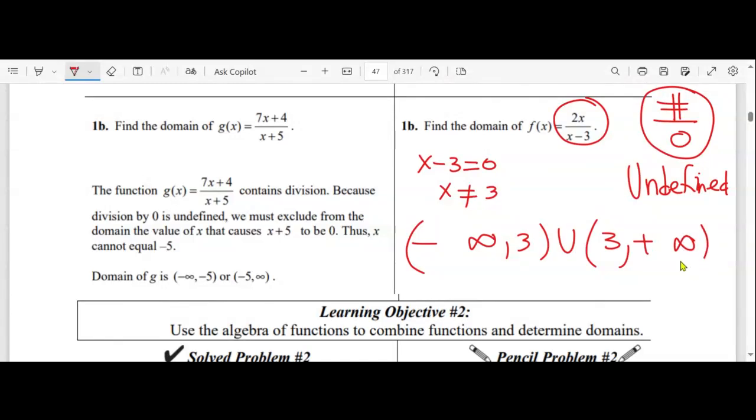Is this clear? If you understand, raise your hand. Okay. All right. Okay, I will wait.